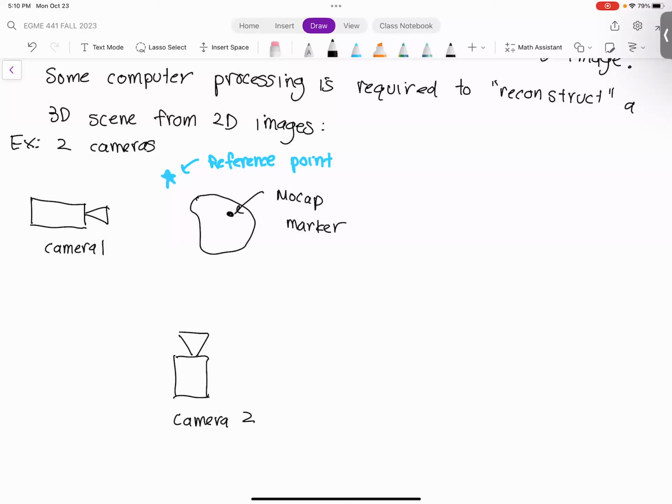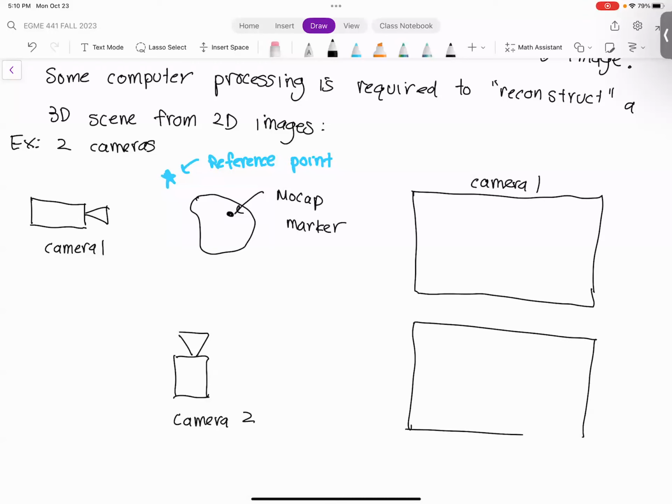Okay. And so let's look at the images from the 2 cameras in terms of what they're showing. This is camera 1 and camera 2. Let's assume, for instance, that the cameras are oriented in a way where the reference point appears in the bottom left of each of these cameras. So they kind of act as the origin for our measurements.